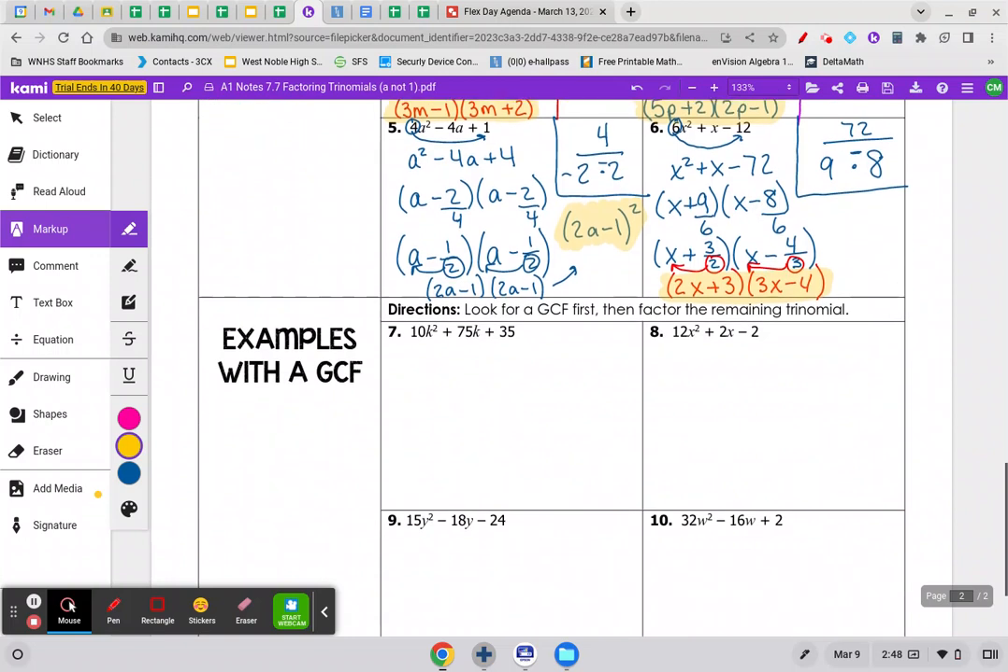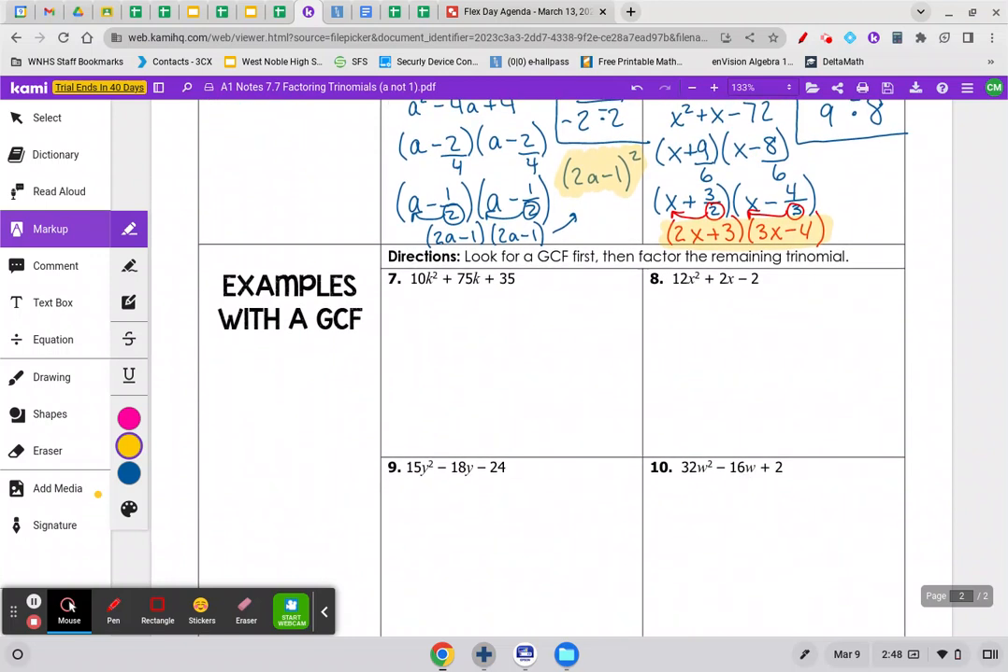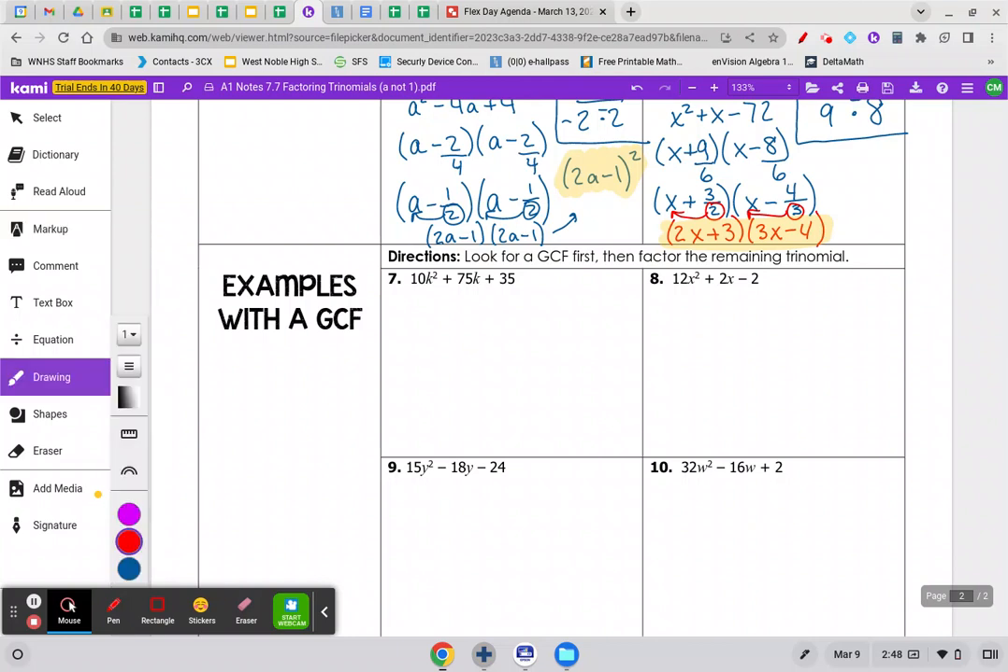As for this new stuff, examples with greatest common factor, it doesn't really change very much. You look for a greatest common factor, you factor it out, and then you factor the remaining trinomial. So, this first one, the greatest common factor between all of these is 5. So I'm going to divide all of these by 5. This leaves me with 2k squared plus 15k plus 7. Now, yes, I still need to do the slip and slide method.